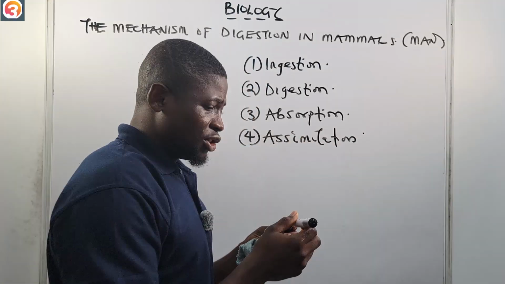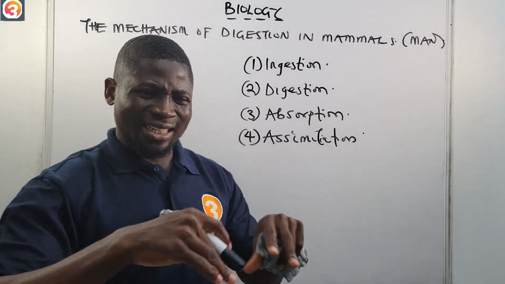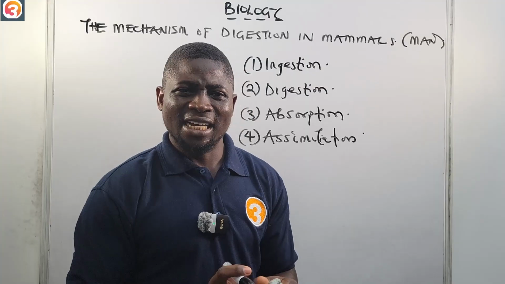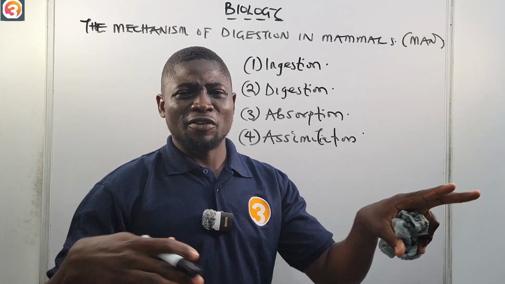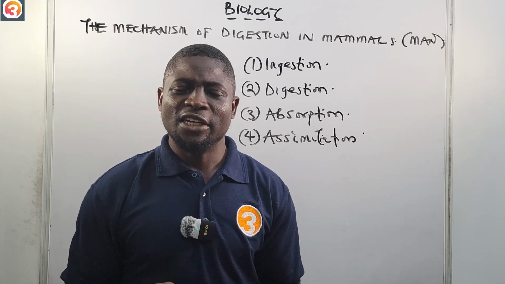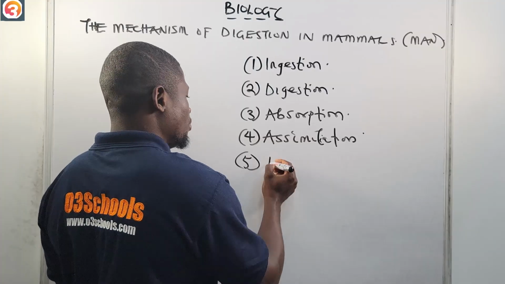Assimilation is the process whereby you utilize those nutrients in your body. Your muscles and your brain will use them for various activities, and different parts of your body also utilize this energy. Then that takes us to the last part, number 5, which is called egestion.